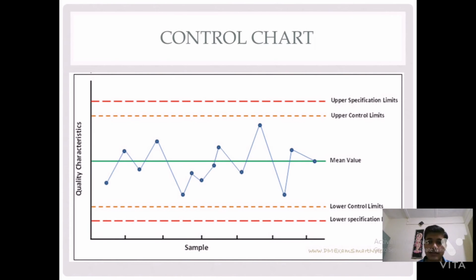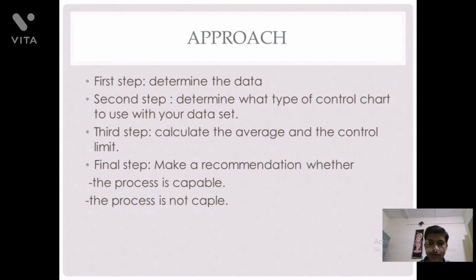Here is an example of a control chart. There are two lines in the control chart, the upper control limit and the lower control limit, and between them there is an average mean value line. If the graph is near this average line, then we don't need to make any changes. But if the graph is going above or below these limits, then we must take action in our manufacturing unit.